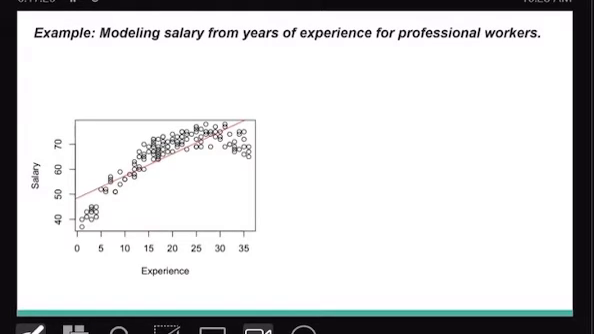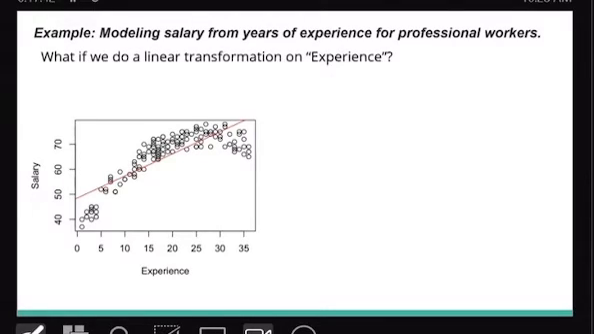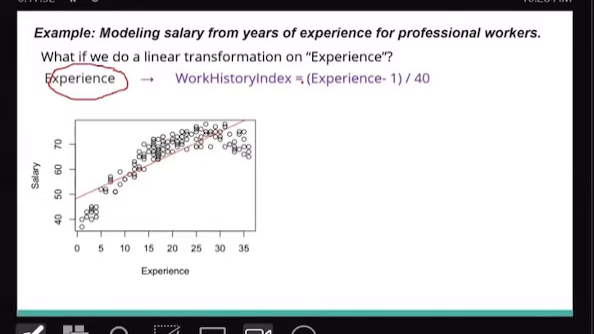I told you there are two reasons why we transform. Number one, to put the variable in appropriate statistical form, right? Number two is when there's a violation. But I want to show you something. Instead of using just experience, if we use a work history index, okay? The work history index here, take a look at this. Instead of using experience, I want to use a linear transformation where the work history index is experience minus 1 divided by 40. Can somebody tell me, why do I divide by 40?